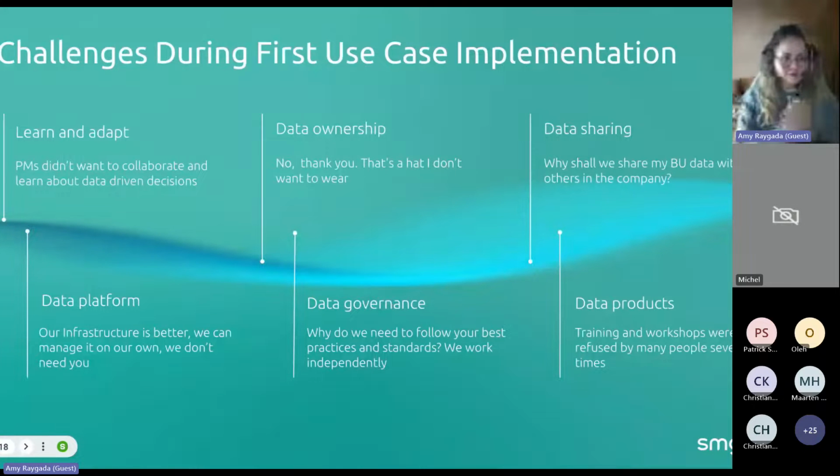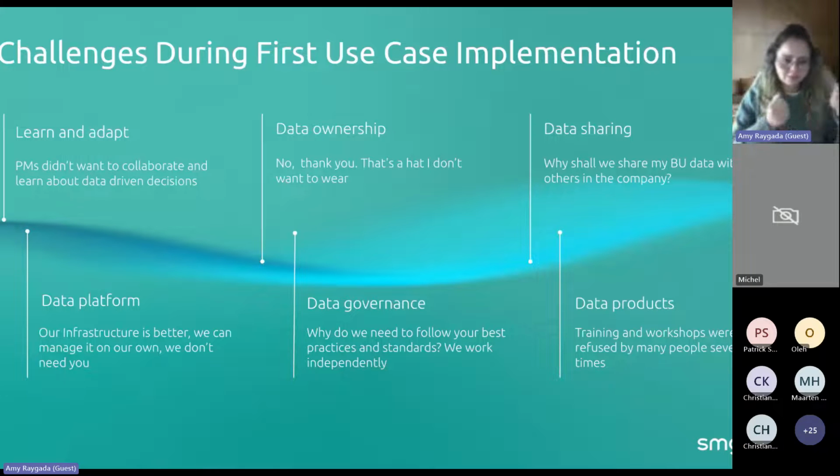The challenges during the first use case implementation were quite a lot. I will say that it was easier than the following ones, but basically we had to learn and adapt. Basically, the project managers who were not data product managers that were joining these domain teams didn't want to collaborate. They didn't want to learn how to do data-driven decisions. They didn't want to take ownership of the data sets. They said, hey, no, thanks, but I'm too busy doing backend as well, so I don't want to take that hat. Thanks a lot for that.